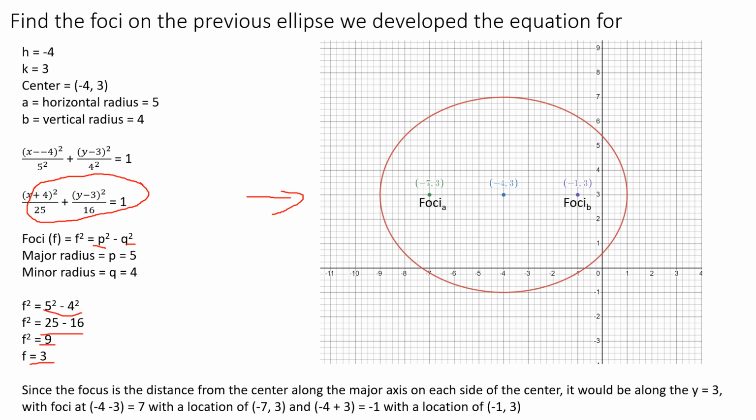Now, when I have a focus of 3, that is 3 from the center. We always have 2 focuses on the ellipse. So if my center is negative 4, 3, my first focus is negative 7, 3, and then my second focus is negative 4 plus 3, so it'll be negative 1, 3. That is simply how we find the focus. It's my major axis radius squared minus my minor axis radius squared. That's the focus squared. Get the square root of that, and we get our answer.